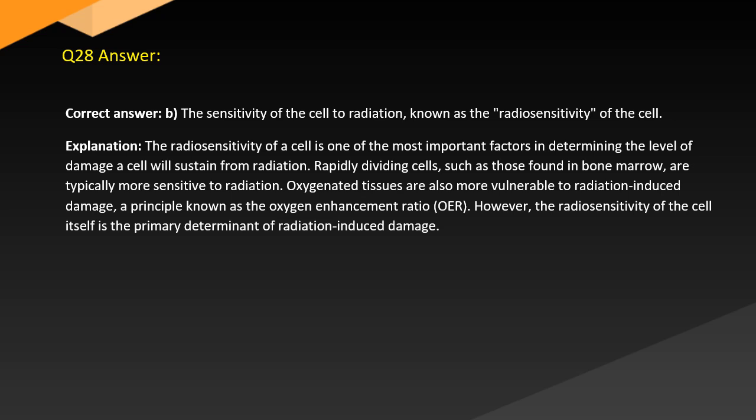Answer. Correct answer: B. The sensitivity of the cell to radiation, known as the radiosensitivity of the cell. Explanation. The radiosensitivity of a cell is one of the most important factors in determining the level of damage a cell sustains from radiation. Rapidly dividing cells, such as those found in bone marrow, are typically more sensitive to radiation. Oxygenated tissues are also more vulnerable to radiation-induced damage, a principle known as the oxygen enhancement ratio. However, the radiosensitivity of the cell itself is the primary determinant of radiation-induced damage.